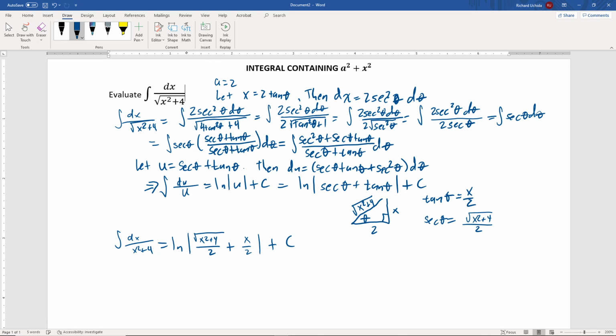Now I'm going to show you that we could have actually done this another way as well. And what we're going to use is the inverse of the hyperbolic functions to do this. And for this one, we're going to use the inverse of the hyperbolic sine function, because if you remember, the integral of dx over the square root of x squared plus a squared was equal to the inverse of the hyperbolic sine function of x over a plus c.